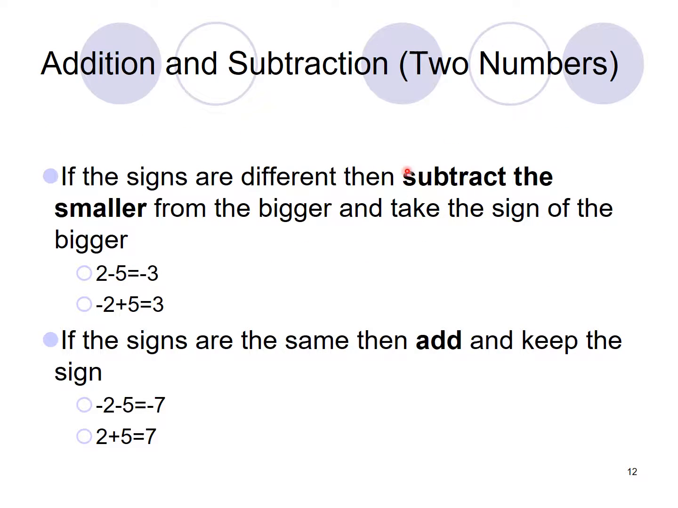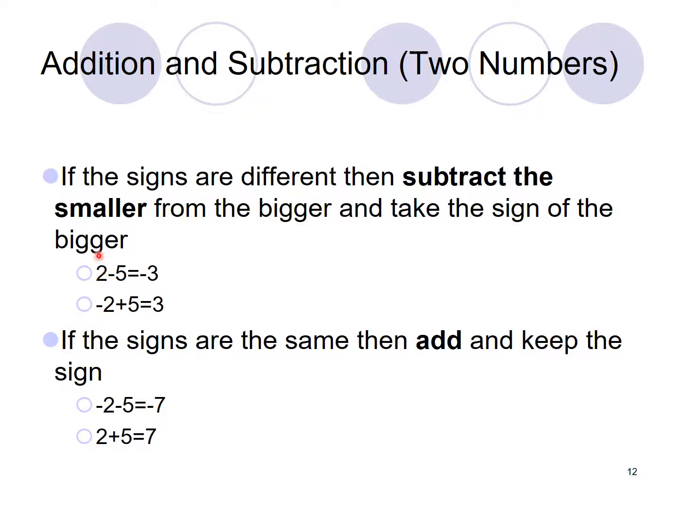So when you're doing addition and subtraction, in this case we're doing 2 numbers, but looking at the numbers, for example, here, when you've got 2 numbers, it says if the signs are different, then subtract the smaller from the bigger and take the sign of the bigger. So looking at this here, we've got positive 2, negative 5. 5 is bigger than 2, so our 5 is the big number.